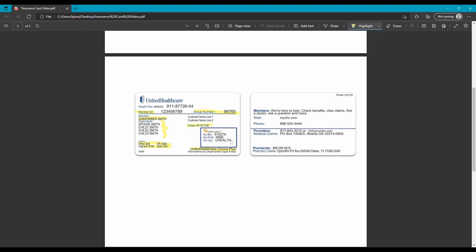So it's really important that your staff is looking. First, I would look on the back, because the majority of them are listed by the claims address. But if they're not there, it's got to be on the front.